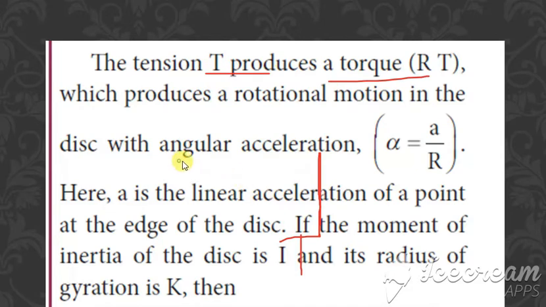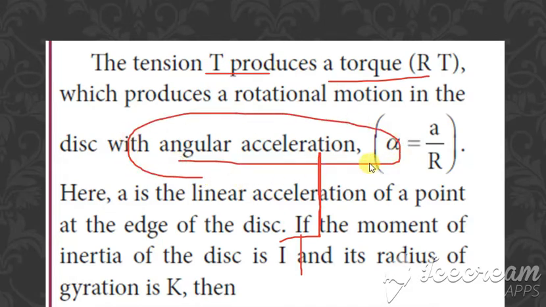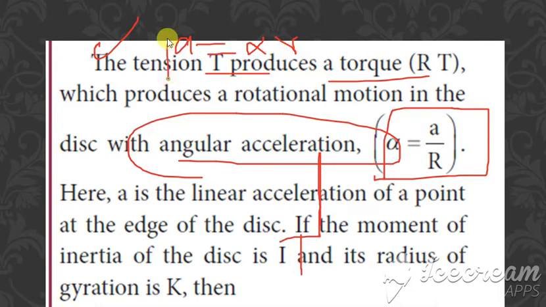Okay, and it has an angular acceleration. Angular acceleration is denoted by alpha, and alpha is equal to a divided by R, because a is equal to R alpha. Now if you want the value of alpha alone, we bring R down, so we get alpha is equal to a divided by R.